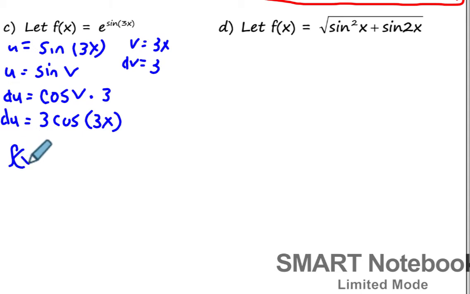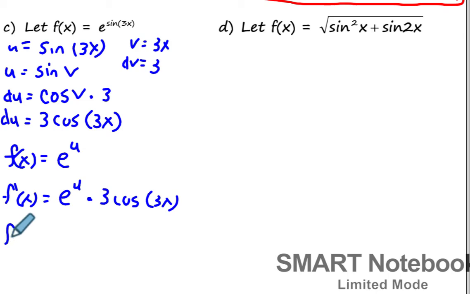So now my f of x function in terms of u would be e to the u power. Recall that the derivative of e to the u is e to the u times my derivative of u, which is 3 cosine of 3x. Rewriting this all in terms of x, we get 3e to the sine of 3x times cosine of 3x.